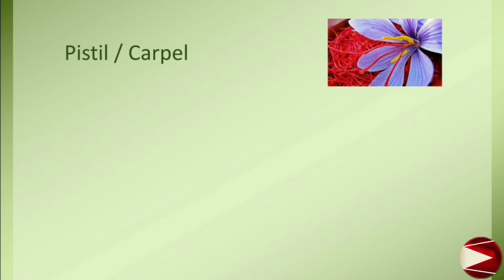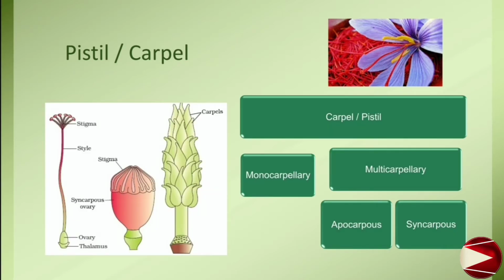Pistil or carpels. These are the female reproductive parts of flowers. Can you identify the flower shown in the picture? It is the flower of our very own saffron, kesar. In fact, we are eating carpels of these flowers. They are units of gynoecium.